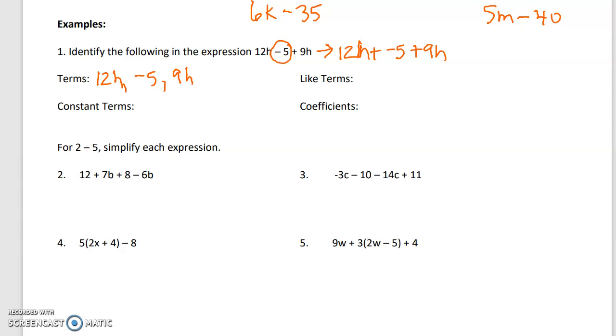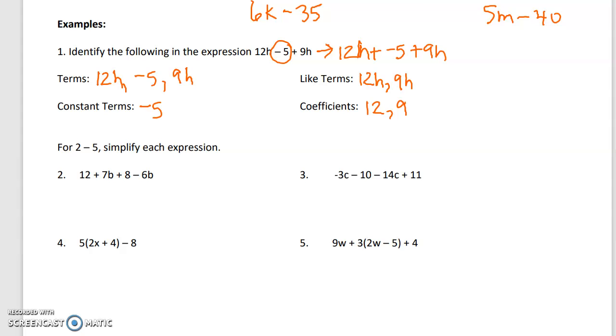And 9h. My like terms are my 12h and my 9h. My constant is negative 5. My coefficients are 12 and 9. Remember, coefficients are the numbers that modify a variable, the numbers that are being multiplied with the variable.